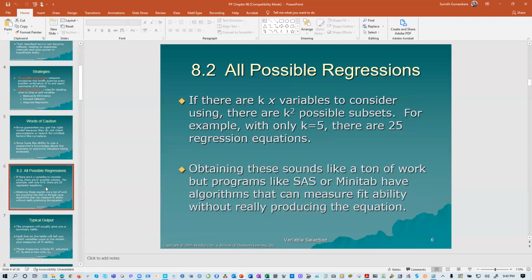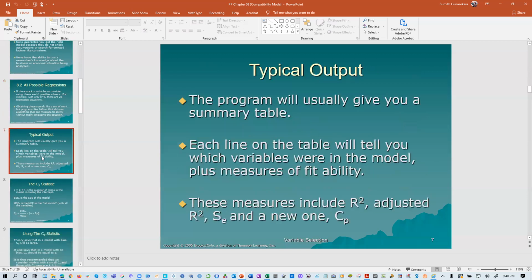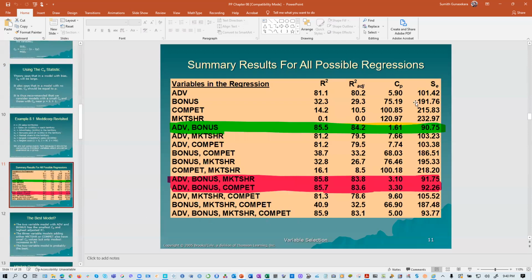Because of that, they suggest another procedure in the very beginning. That means let's go to all possible regression models. How do you get all possible regression models? It depends on how many regressor variables you have in your model. When you're looking into all possible regression models, you get all the models.